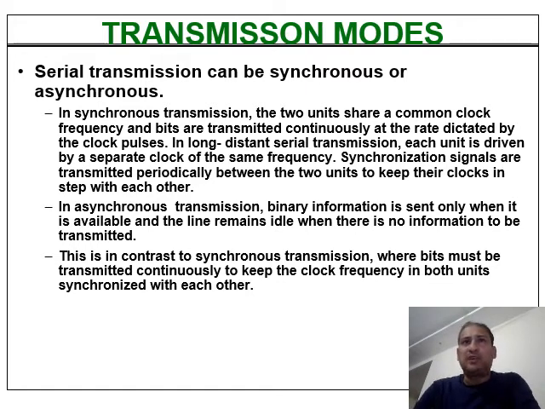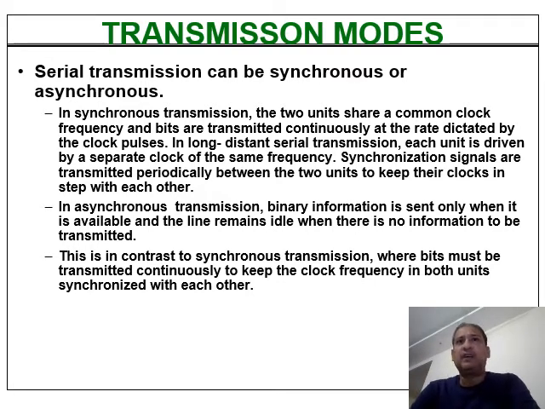In synchronous transmission, what happens is that the source unit and the destination unit, if they are communicating synchronously, have to share a common clock frequency. Moreover, bits need to be transferred continuously from the source to the destination at the transfer rate that is dictated by the clock pulse. This is necessary so as to maintain the synchronization. Let us say the two units are not close to each other, then we would have to send the synchronization signals continuously or repeat periodically between the two units to keep their clocks in sync.